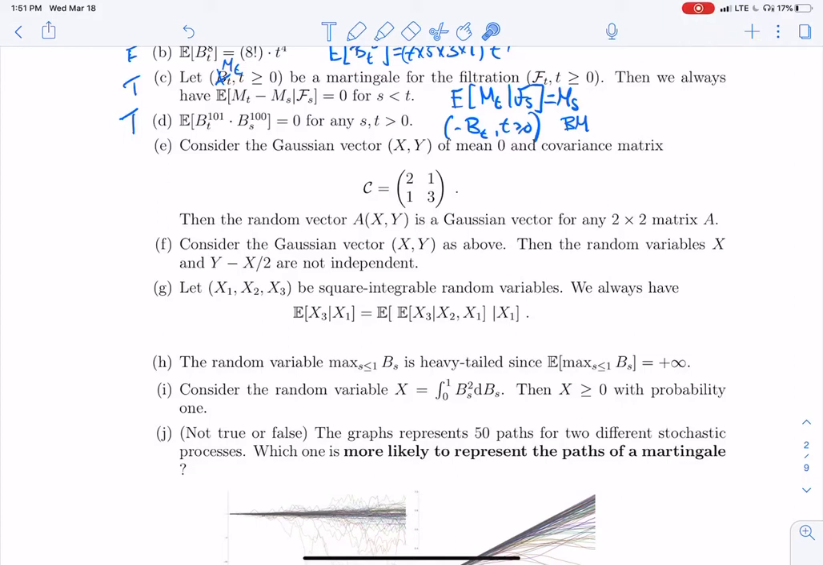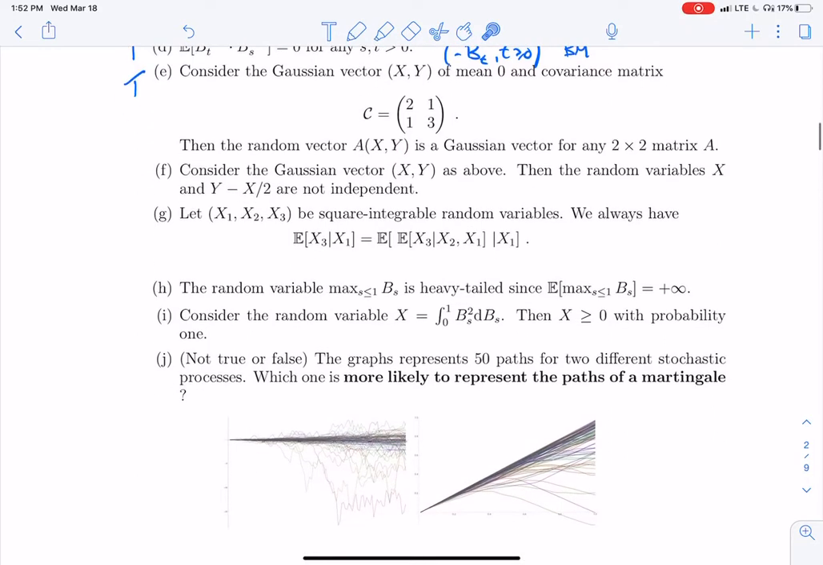Okay, let's move to E. If I have a Gaussian vector with covariance 2, 1, 1, 3, mean 0, then the random vector A(X,Y) is a Gaussian vector for any 2 by 2 matrix A. And the answer to that is true, because this is just a linear transformation of a Gaussian vector.